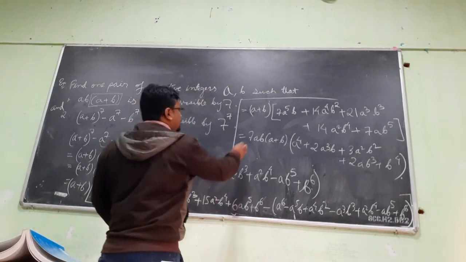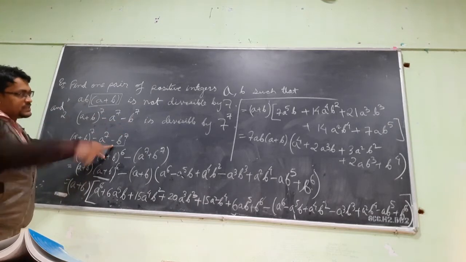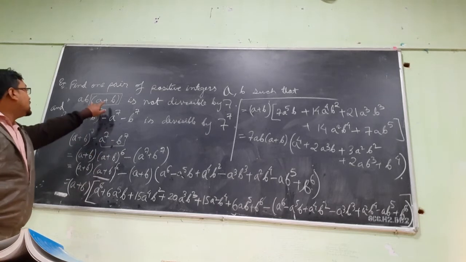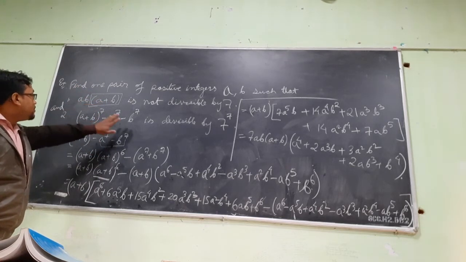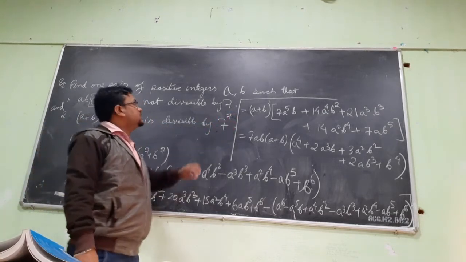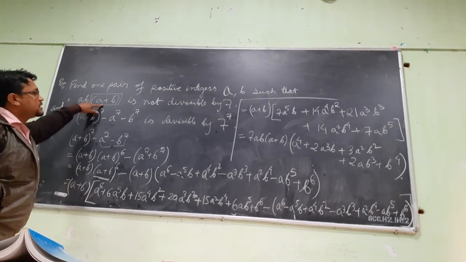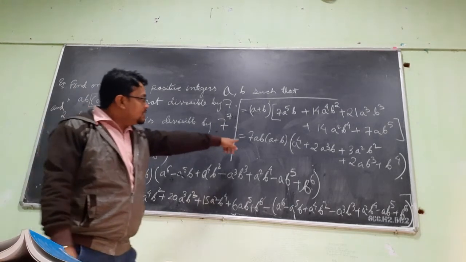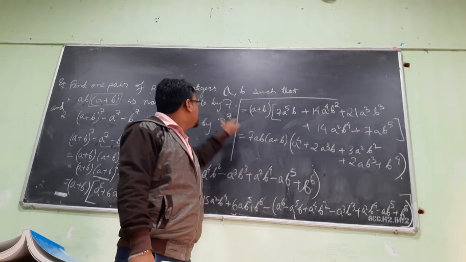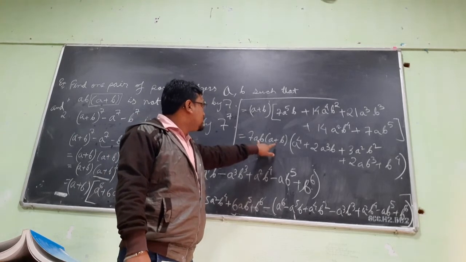Okay, so now see this whole quantity, from this expression we can say it is divisible by 7. But it is given that this has to be divisible by 7 to the power 7, and it is also given that ab into a plus b is not divisible by 7. So that means in this part, which one should be divisible by 7? This bracketed part is not divisible by 7.